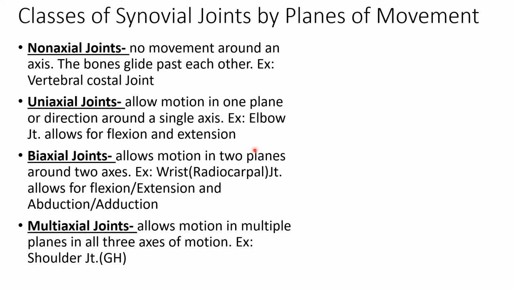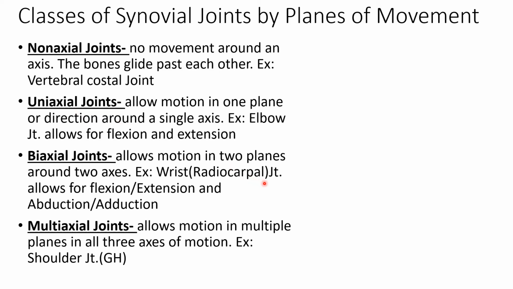So first we have non-axial joints, so no movement around an axis. The bones will glide past each other. An example of this would be the vertebral costal joints, so between the thoracic vertebrae and the ribs. So that is an example of a non-axial joint. Now we have uniaxial, also known as monoaxial joints. So these are going to allow motion in one plane or direction around a single axis. So an example of this would be your elbow joint, your humeral ulnar joint. It's going to allow for flexion and extension.